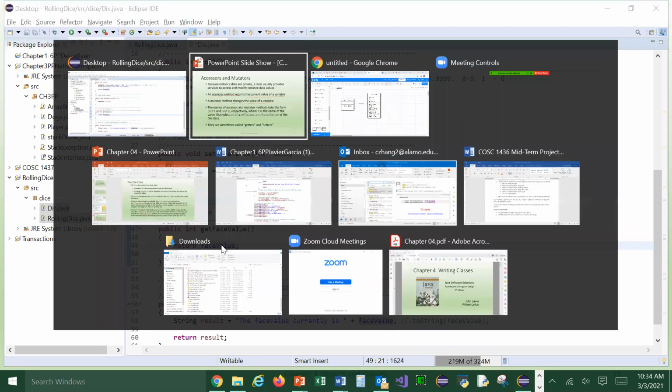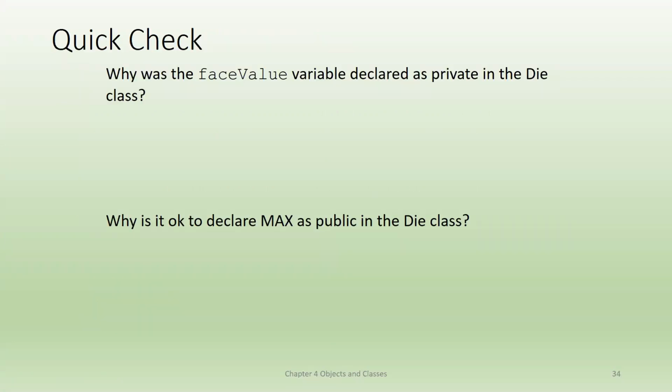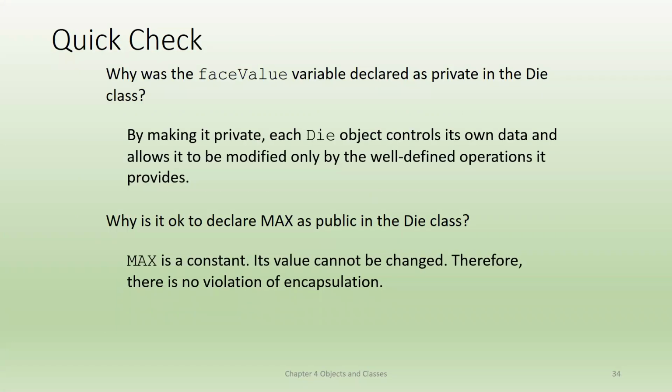And the names of accessor and mutator methods take the form of getX, setX. So your instance variable name is face value, and so you will have getFaceValue, setFaceValue. They are called getters and setters. We don't have to do that.